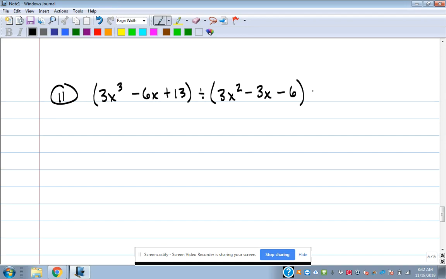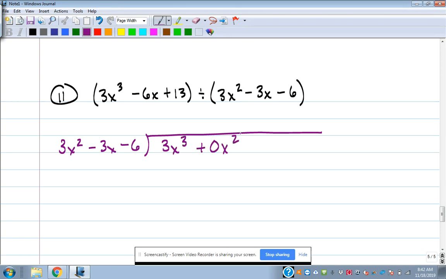Why is this one a long division problem? Because it's 3x squared. Our divisor is not linear. It's quadratic in this case. The dividend is cubic. So on the outside, we have 3x squared minus 3x minus 6. On the inside, what do we have? 3x cubed plus 0x squared minus 6x plus 13. Again, putting that 0 in the place is going to help keep you organized.